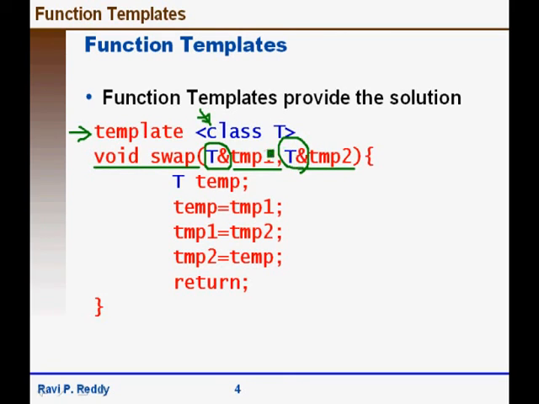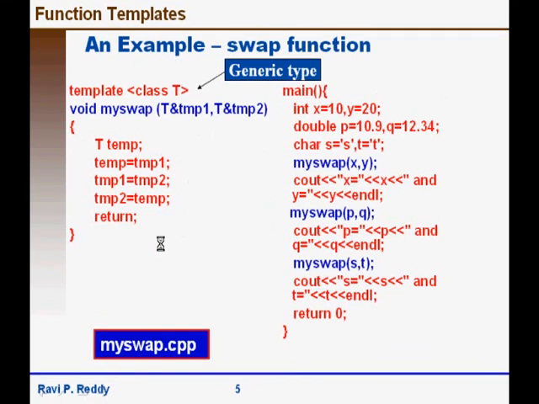Having created these two variables, temp1 and temp2, of an unspecified type T, we can continue to use this T as a data type in the code. So here we declare a variable temp of the type T and we write the usual code for the swapping of the two variables, and that's the end of the code. Now how does this work?